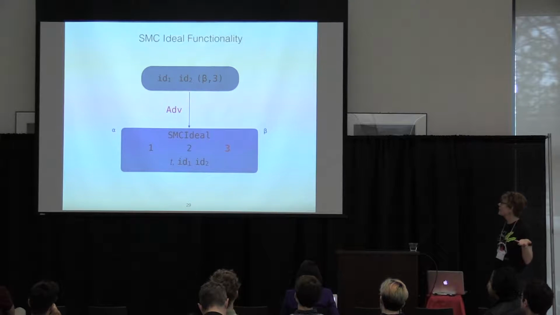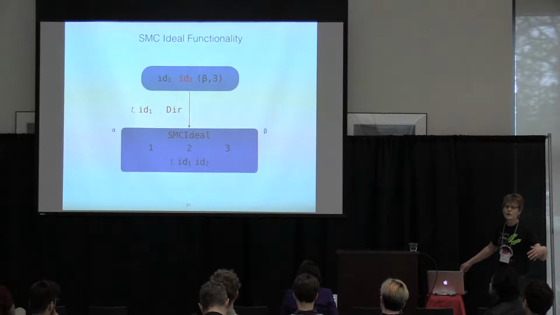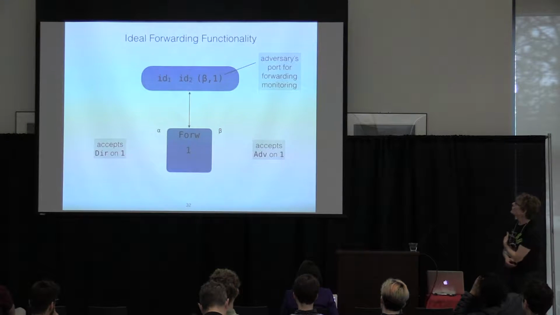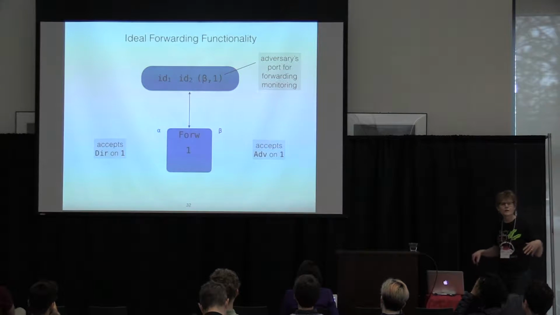Eventually, control comes back to the ideal functionality, and then it simply sends the original plain text that it had saved by a direct message back to the recipient, ID2, saying it came from ID1. So that's how the control flow works in the system. To tell you about the real functionalities, I need to start from the bottom up.